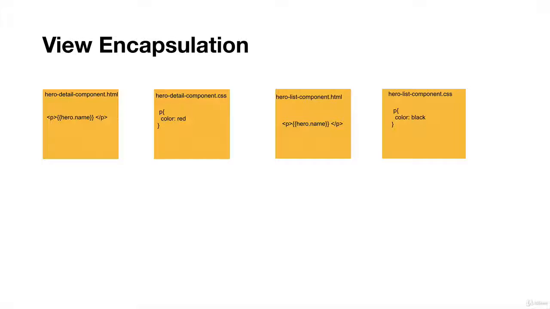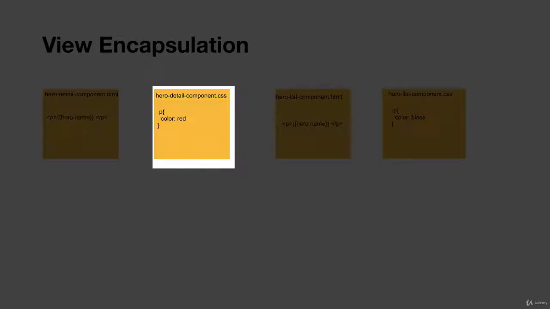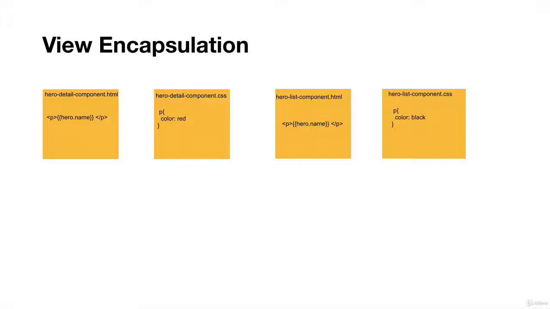Let's say we have a hero detail component and I have applied a color style for the paragraph. I have added the red color. This is view encapsulation. We have defined the styles in the hero detail component, and these styles will not affect the hero list component. Each component will have its own scope and its own styling, and this styling will not affect other components.